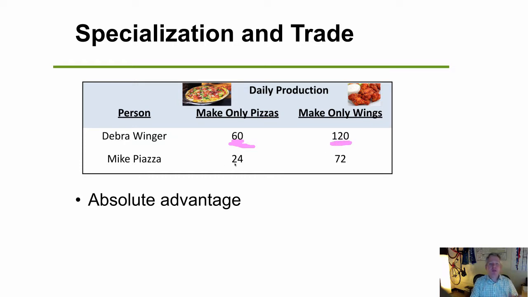What about for Mike? Mike could produce 24 pizzas if he spent all of his time and resources producing pizza, and he could produce 72 wings if he spent all of his time and resources producing nothing but wings, all right?